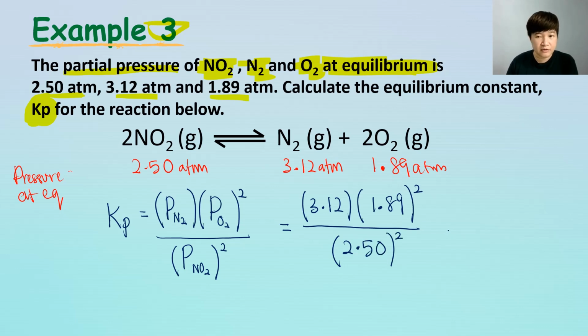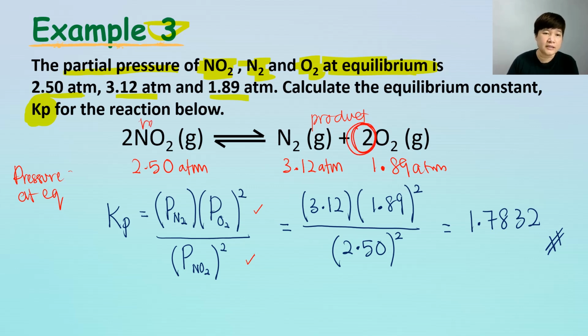And when you press your calculator, the answer that you calculated is 1.7832, and that is your Kp calculated. Kind reminder again, it is always product versus reactant. So make sure you're taking your product to the power of its coefficient over the reactant to the power of its coefficient. And since we are looking for Kp, make sure the bracket is round bracket.